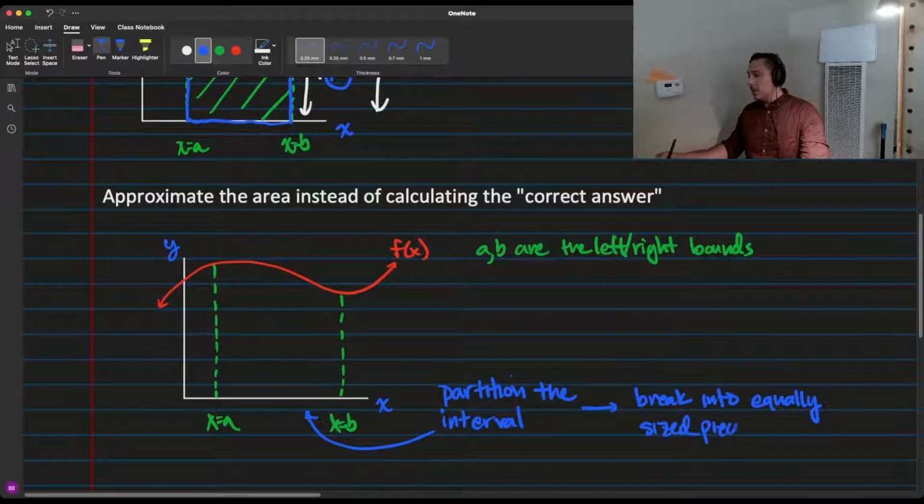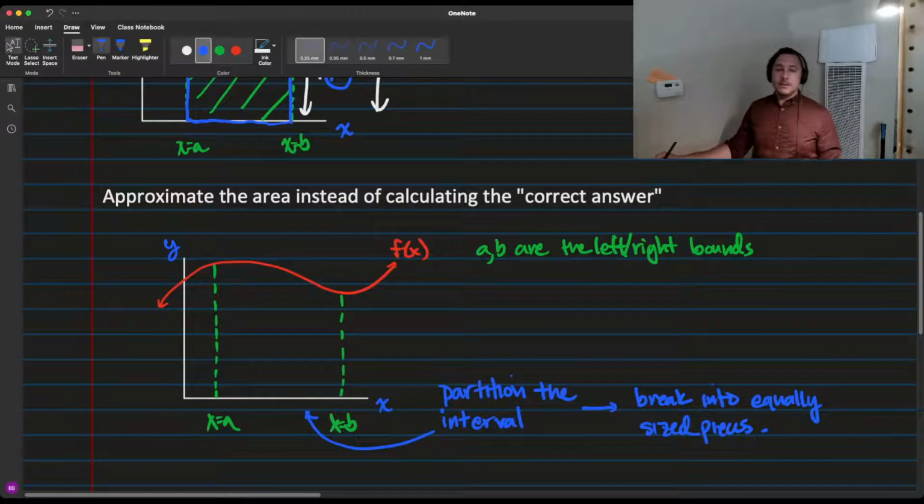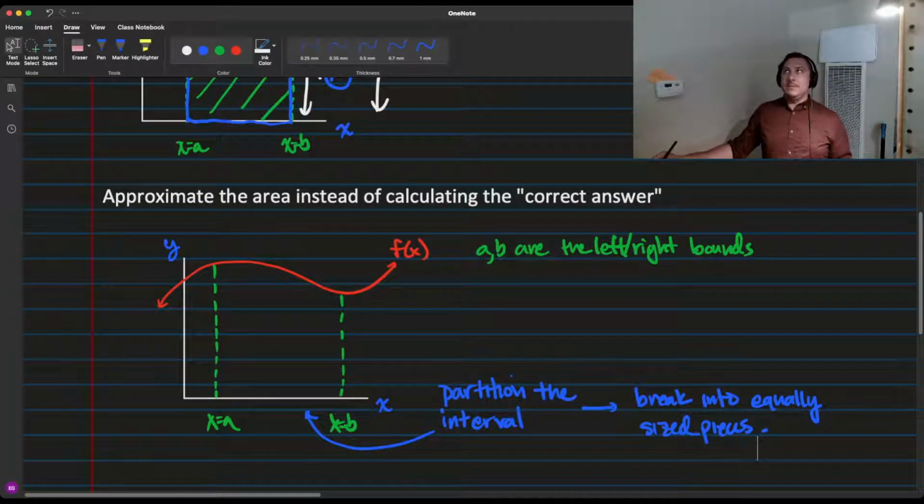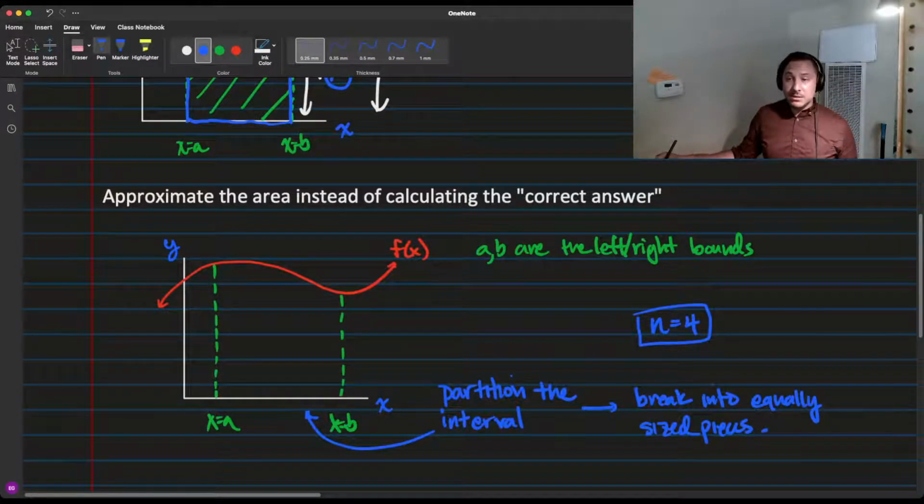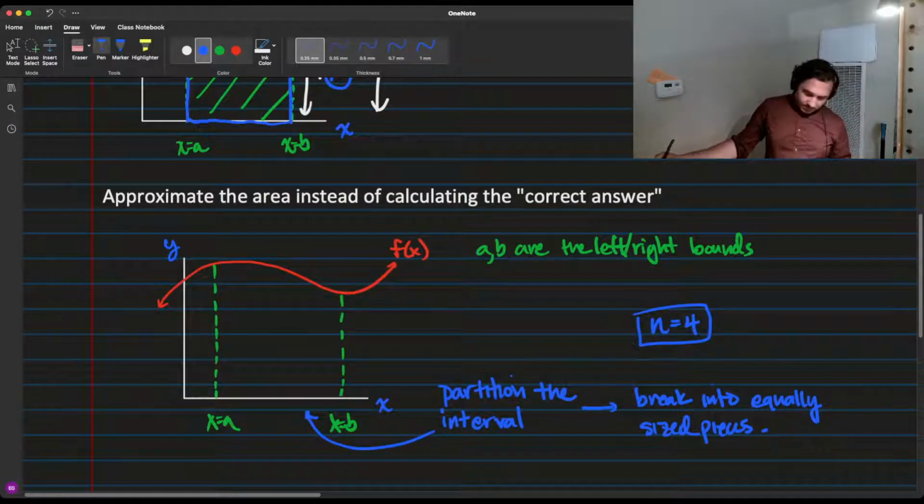Okay. So usually you're going to determine ahead of time how many pieces you're going to break it up into. Let's choose 4. So n is always the variable which tells you how many pieces you're going to break it up into, or partition.